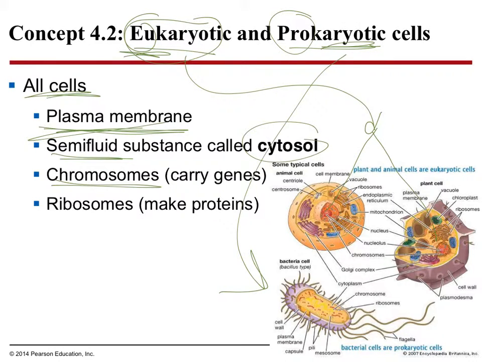Chromosomes are also found in all cells. Even bacteria cells have chromosomes. These are the things that carry genes. Bacterial chromosome looks different than eukaryotic organism chromosomes, but they both have genes within the chromosome, which can then be inherited and is able to be passed on to future generations. All cells also have ribosomes, the ability to make proteins. So even bacteria cells have ribosomes, along with eukaryotic cells, which also have ribosomes. And that ribosome's job is to build protein.